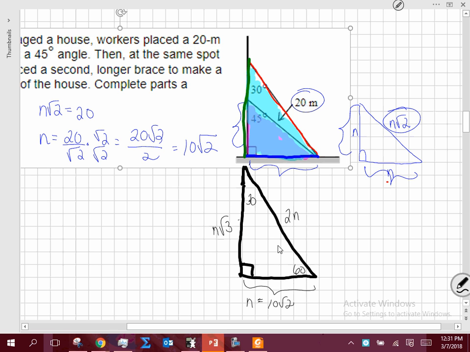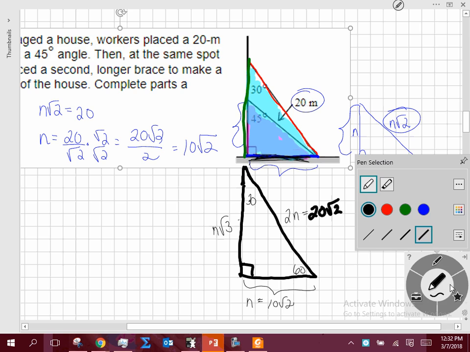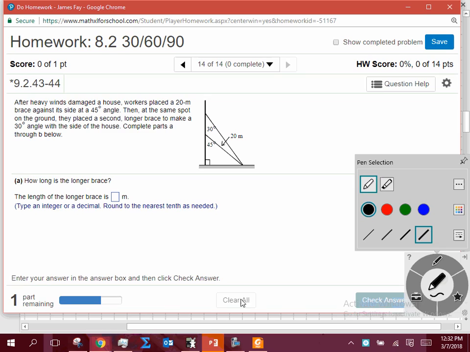So for my 30, 60, 90 triangle, I now know that this bottom side here is 10 radical 2. Does that allow me to find what 2 times that would be? What would 2 times 10 radical 2 be? It'd be 20 radical 2, right? So that's nice, and that's what they're going to ask for in our question. Now it says round to the nearest tenth as needed.